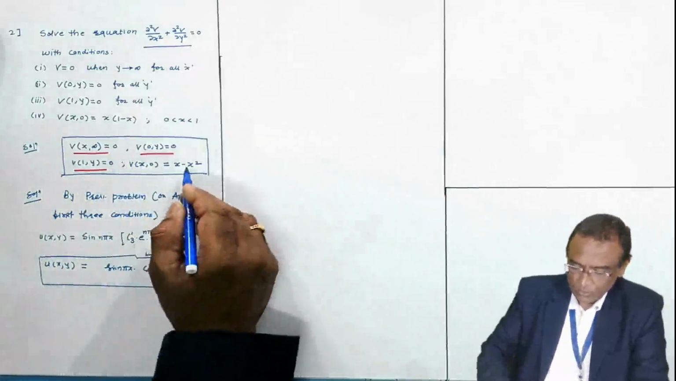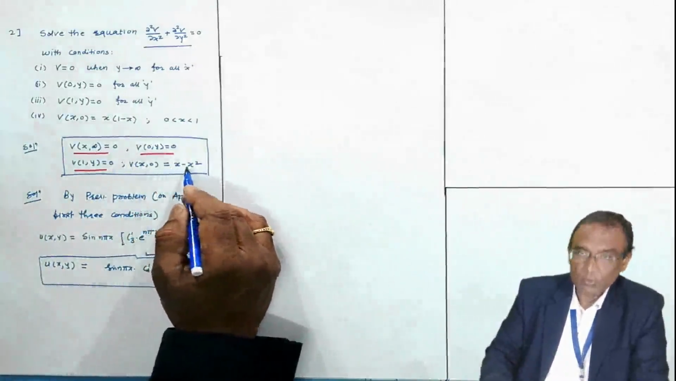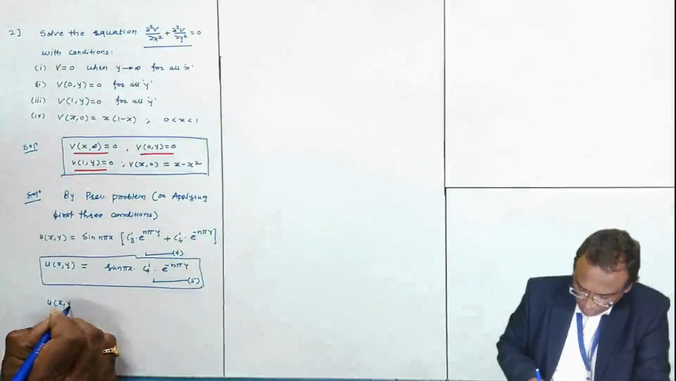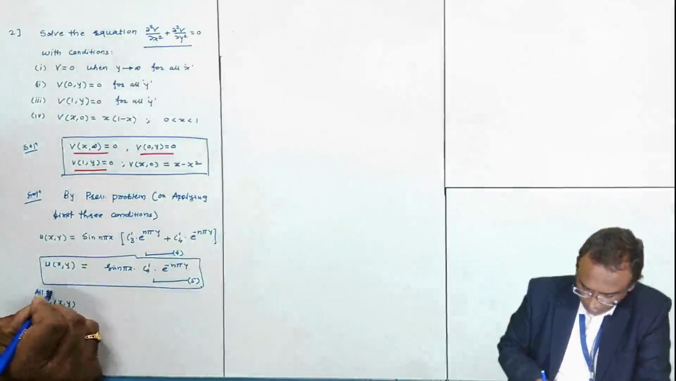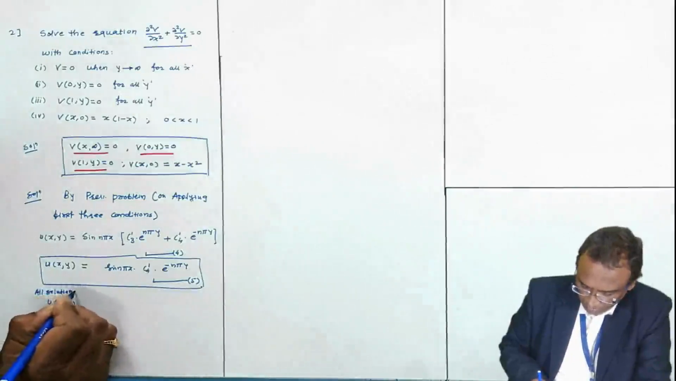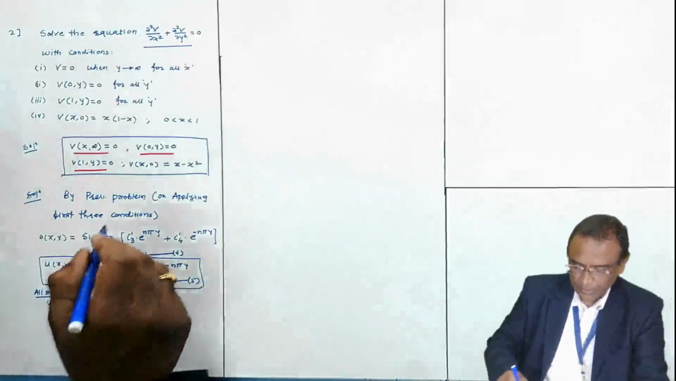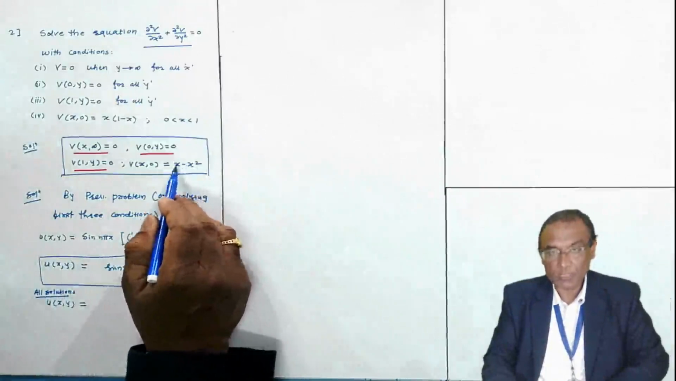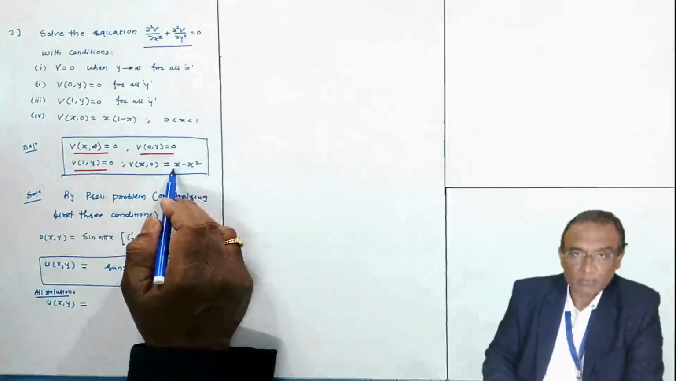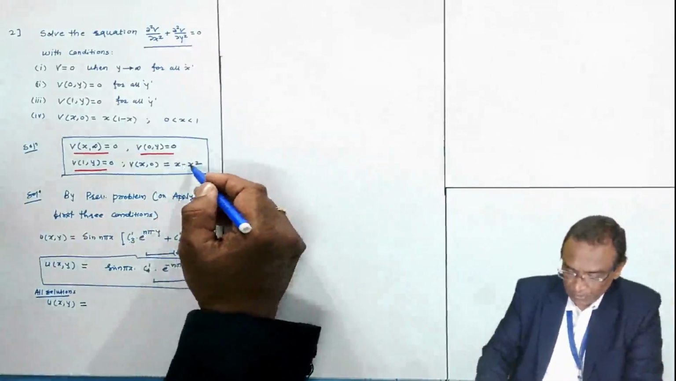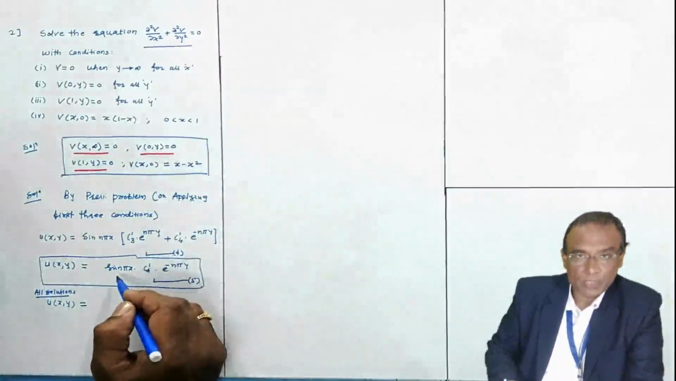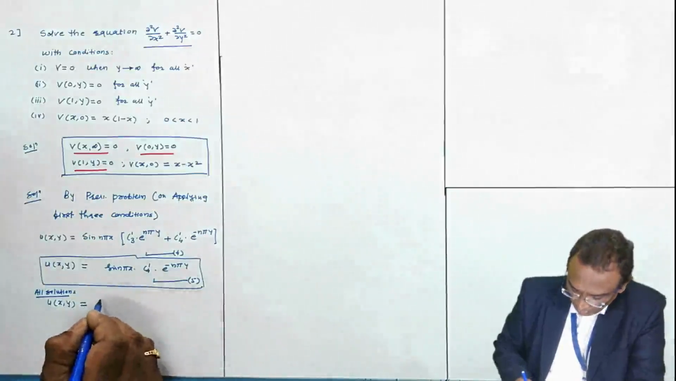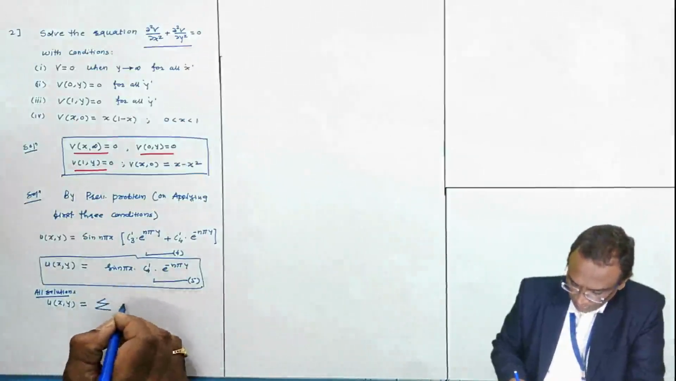Now it remains to use the last condition, V of x0 equal to this thing. But all solutions I am writing. Why am I writing so? Because in the previous problem, in place of x minus x square, 100 was there. Now here we have an algebraic function. When you equate an algebraic function with the trigonometric function, sine and cos particularly, then we have to use Fourier series. That's why all solutions I am writing in this way.